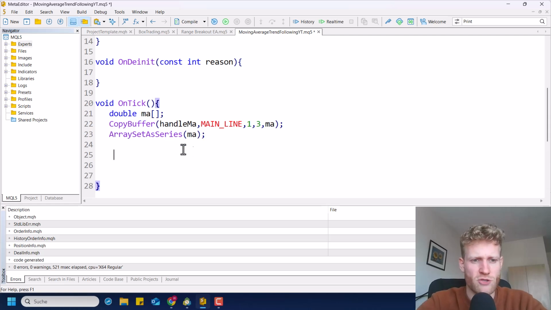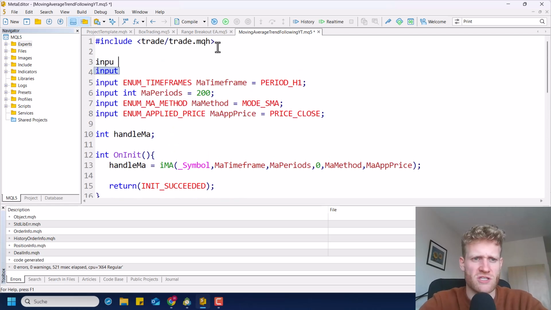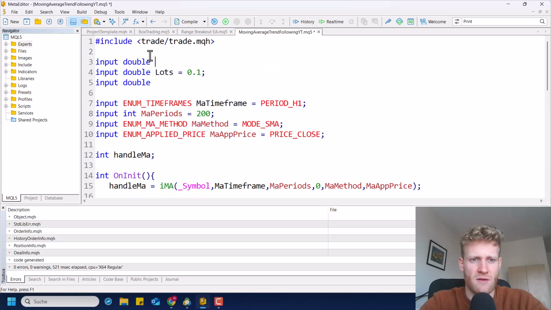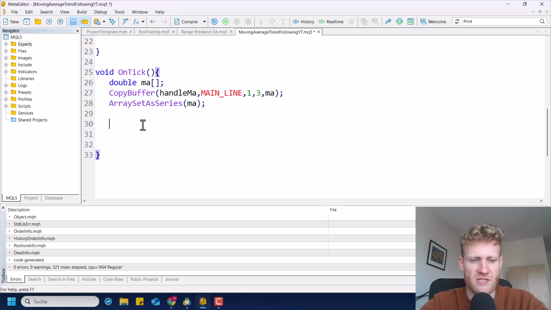Okay, so now we also need some more inputs for our positions, right? So let's say input lots. Let's just get a lot size here. Let's get trigger percent, 1% maybe. And then we also want TP percent and SL percent for the positions. But first we want to get the moving average direction.